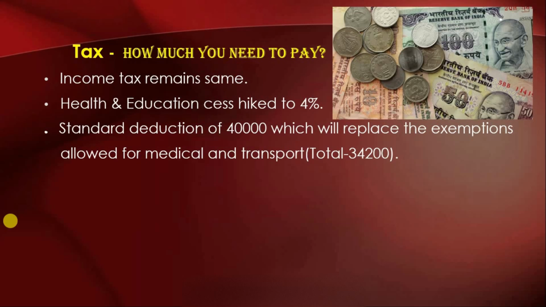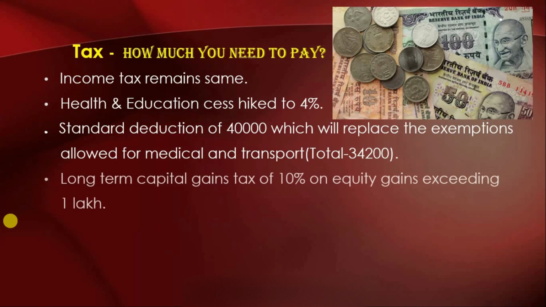Next, standard deduction of 40,000 will replace the exemptions allowed for medical and transport. Previously, on the tax calculated, there is medical and transport exemption of 34,200 rupees. Now, in the place of that, there will be a standard deduction of 40,000. So the amount for tax will be less when compared to previous year. That I'll explain to you in the next slide. Next, the most important one, long-term capital gains tax of 10% on equity gains exceeding 1 lakh.